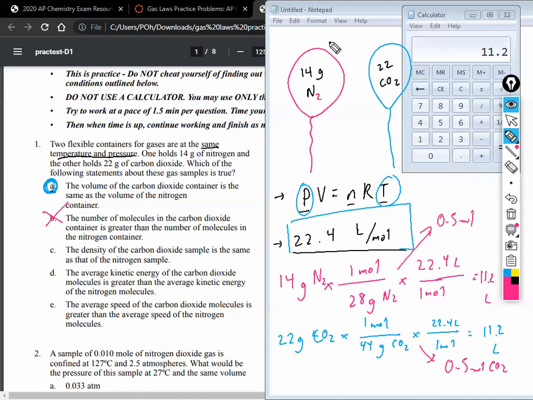The density is going to be different because we know that density has to do with the molar mass, right? Density is mass over volume. Since they have different masses, that means the density is not going to be right. Since they're at the same temperature, they can't have different kinetic energies, because kinetic energy is directly proportional to the temperature. So that's not going to be right. And then the speed, we learned earlier in the unit that the velocity is going to be different, because if they're at the same temperature, the bigger gas has to move slower, okay? So that means that the speed is also not going to be correct, okay?